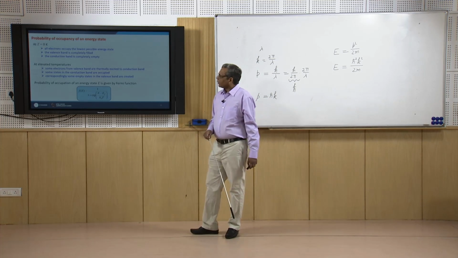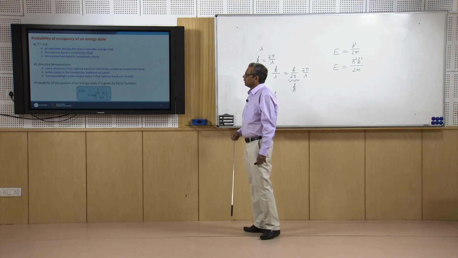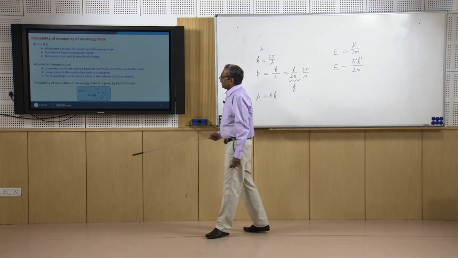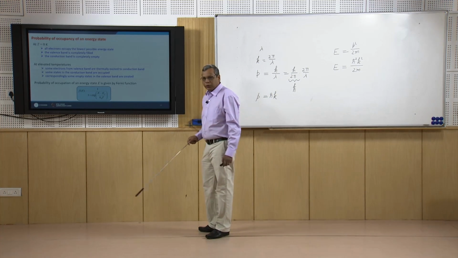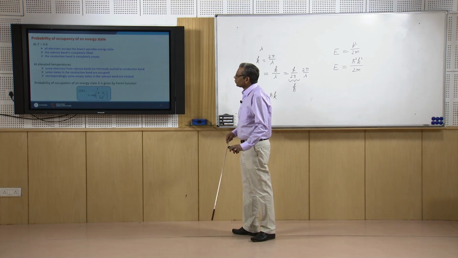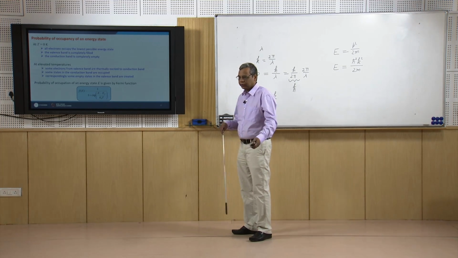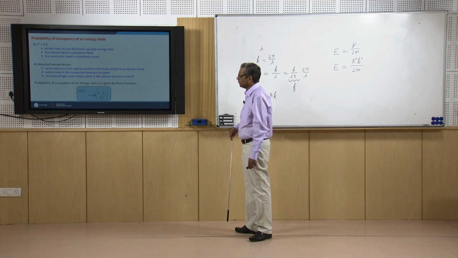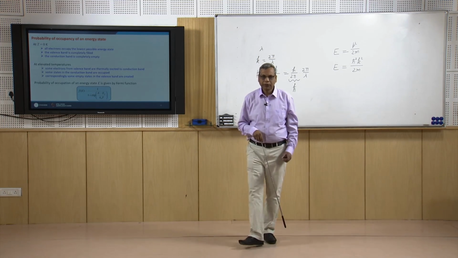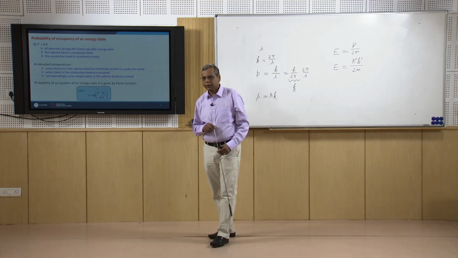Now, what is the probability of occupation of an energy state? At absolute zero temperature, all the electrons will occupy the lowest possible energy state, because they are not thermally agitated. So, the valence band would be completely filled and the conduction band is completely empty.